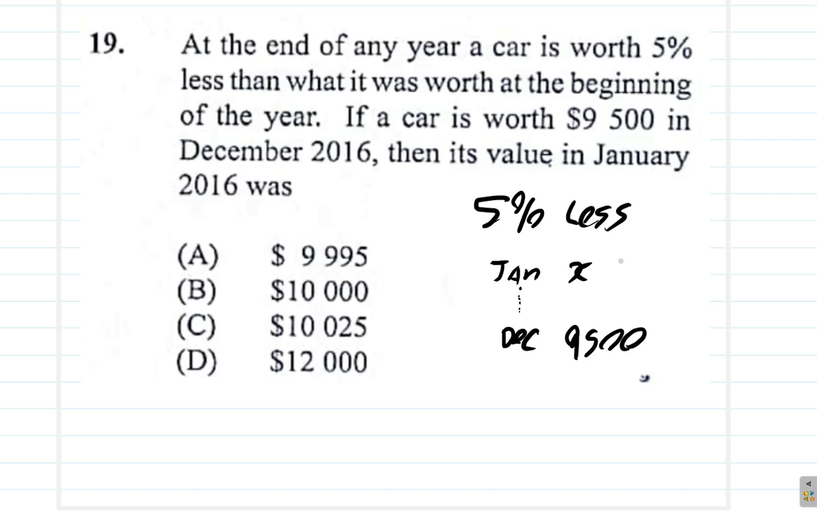Now remember, it's 5% less. The value is decreasing. So here, this is more than 9,500, just as a reminder.